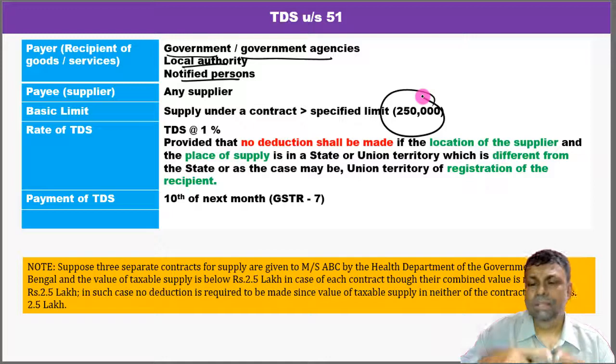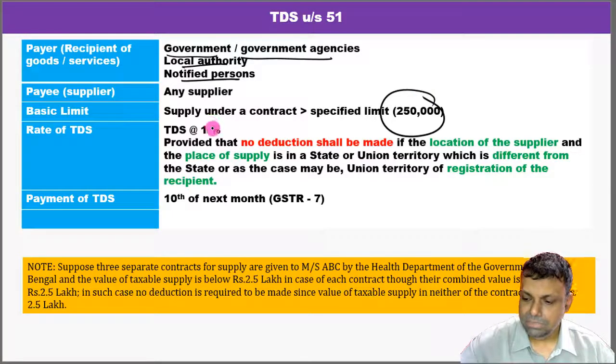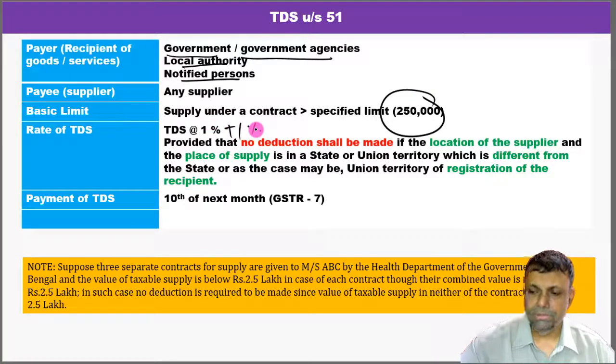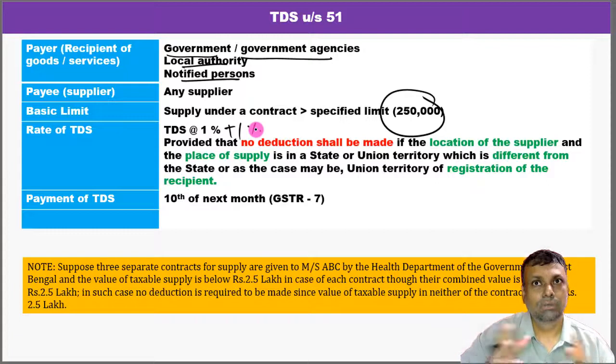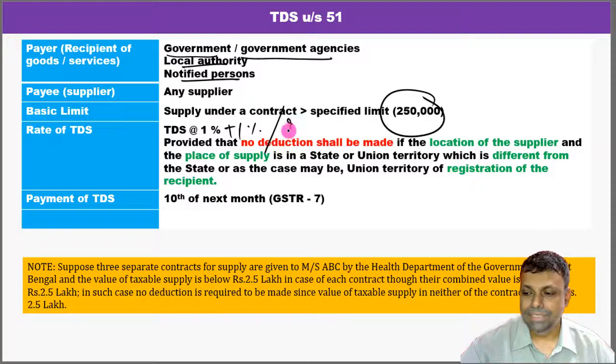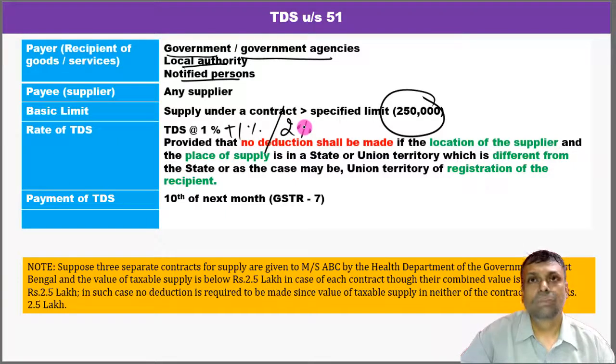So if it is CGST, SGST, make it 1% plus 1%, because this is 1% with respect to the CGST. So if it is CGST, SGST, the total should be 2%; otherwise if it is IGST, make it 2%. So this is the rate of TDS which is applicable with respect to the government contracts. Friends, these particular provisions are pretty simple, and there is quite a good clarification in the recent past from the board.